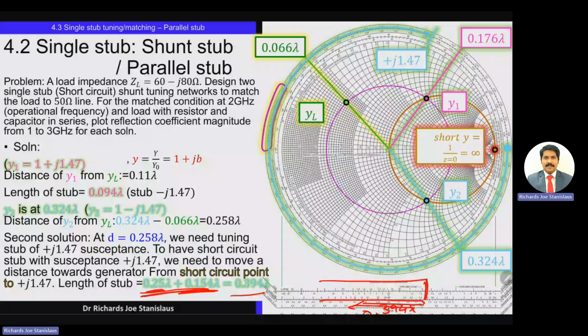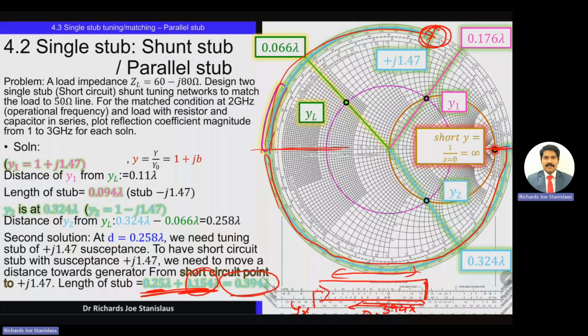Right? For half circle, it is 0.25 lambda from the rightmost point to the leftmost point. Then when you move further till +j1.47, we are moving a distance of 0.154, which can be seen from here in the outermost circle, right? So in total, we are moving a distance of 0.394 from the short circuit to find a stub admittance which is equal to +j1.47.